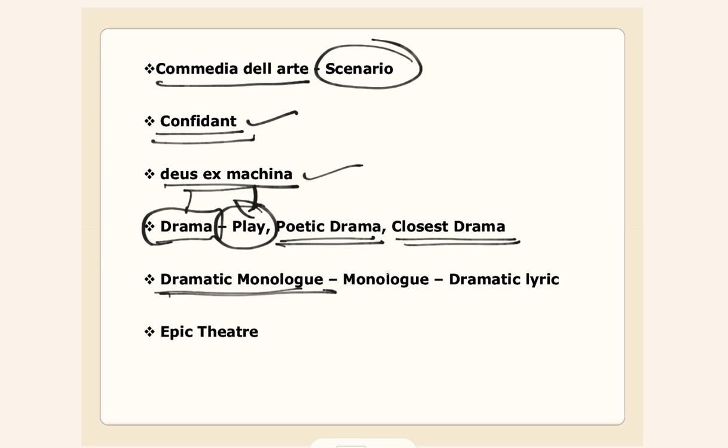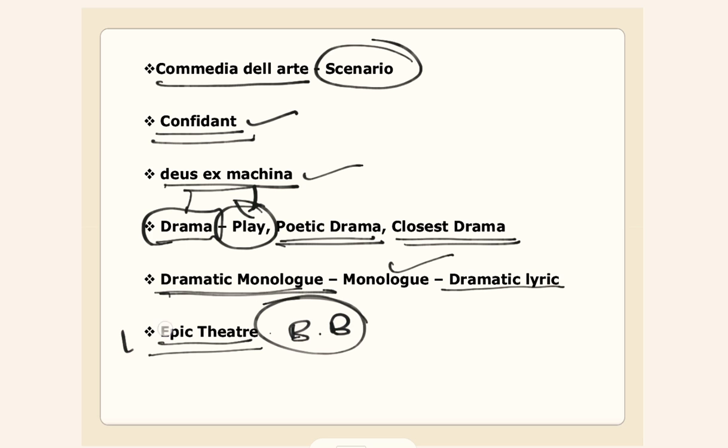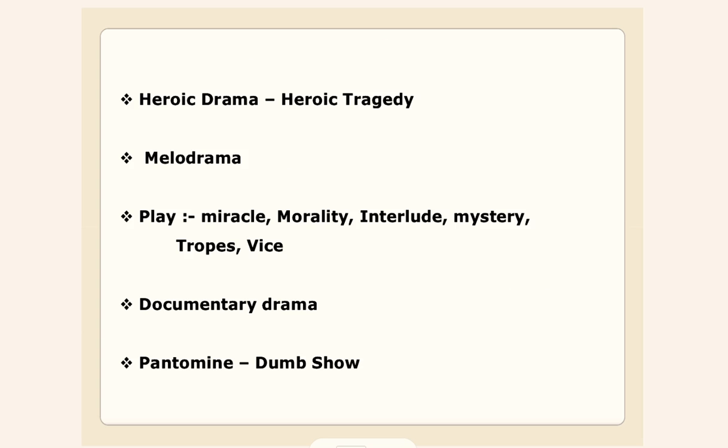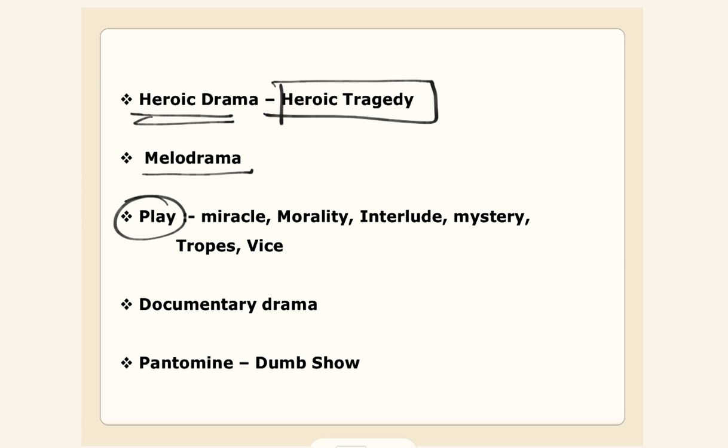Dramatic monologue, here monologue, dramatic lyric, and epic theater. Bertolt Brecht is associated with this term epic theater. Bertolt Brecht, BB. Bertolt Brecht, epic theater. Heroic drama, also heroic tragedy. Melodrama, play. In play, we have all these terms.